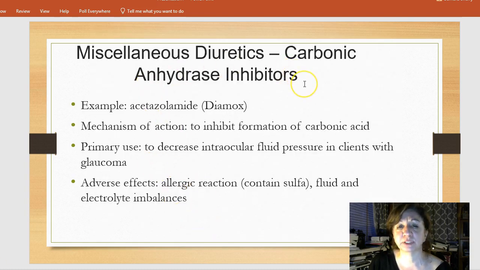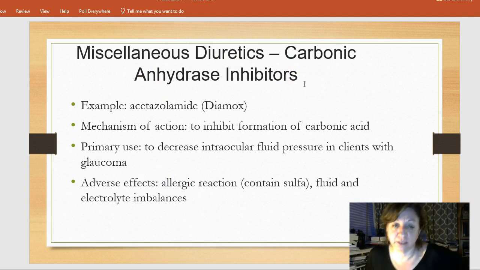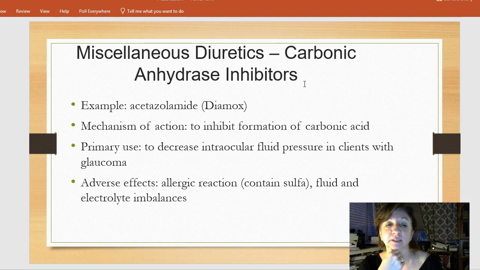This one I just threw in here to mention. It's a miscellaneous diuretic used for glaucoma. It doesn't really have the same effect as the other diuretics, acetazolamide or Diamox, but it is one that you should be aware of, and it's in your workbook, so I threw it in here. If a patient has an allergy to sulfonamides, they will not be able to take this drug, so that's another thing to consider.